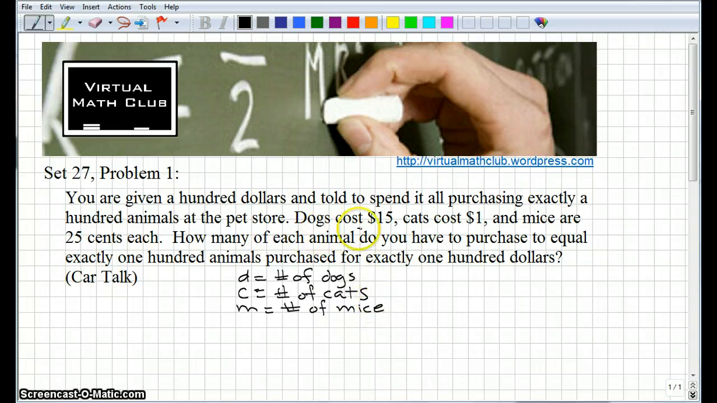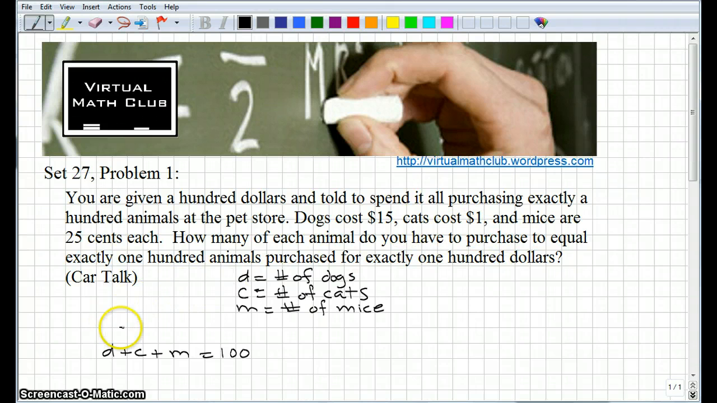And then based on these two statements that we have up here, we know that we want to purchase a total of 100 animals, right? So we know that D plus C plus M is equal to 100. All right, and we also know that we want to spend $100, and dogs cost $15, cats cost $1, and mice are 25 cents each.